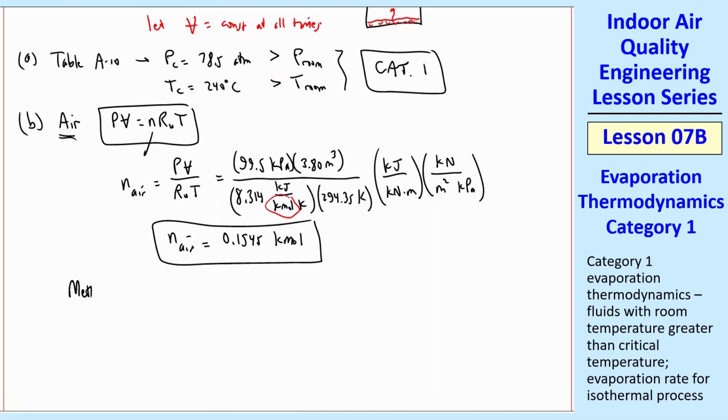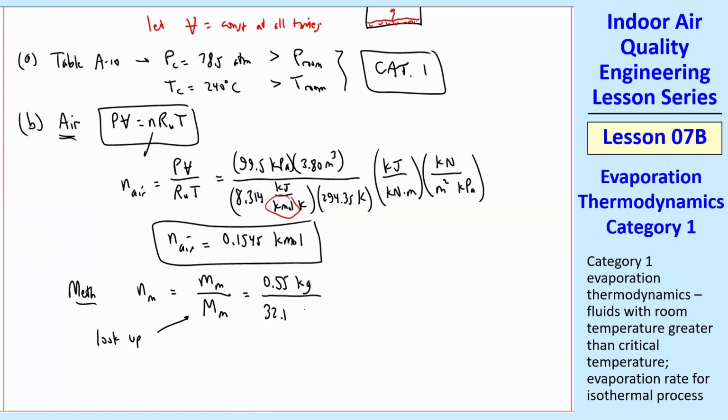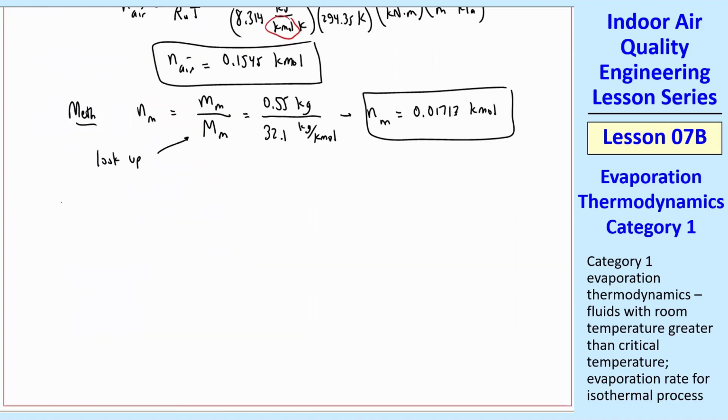For the methanol, Nm is the mass of the methanol over the molecular weight of the methanol. Look up the molecular weight. I typically use the NIOSH Pocket Guide online because that's convenient to do. 32.1 kilogram per kilomole. We get N of the methanol, the number of moles of methanol, is 0.01713 kilomoles.